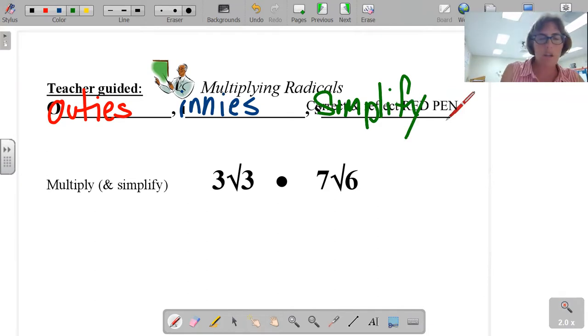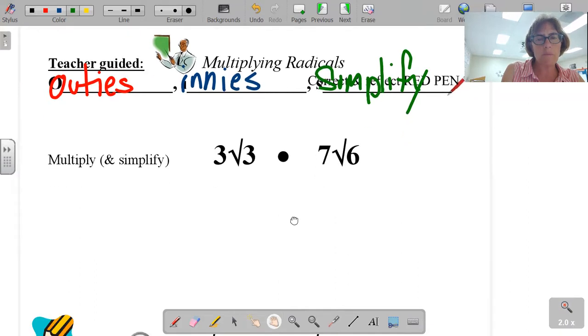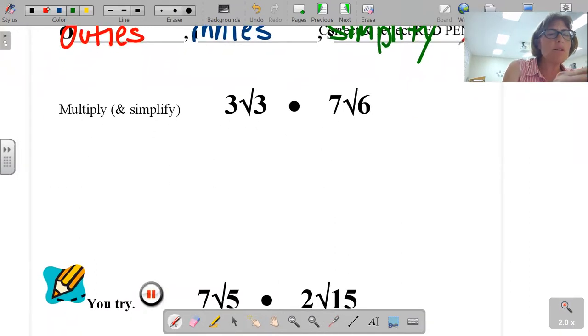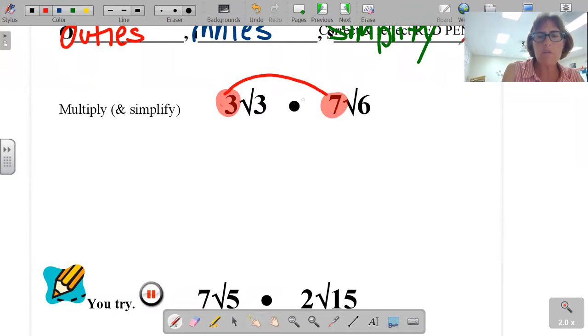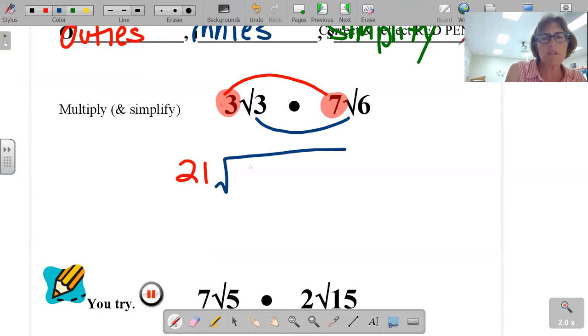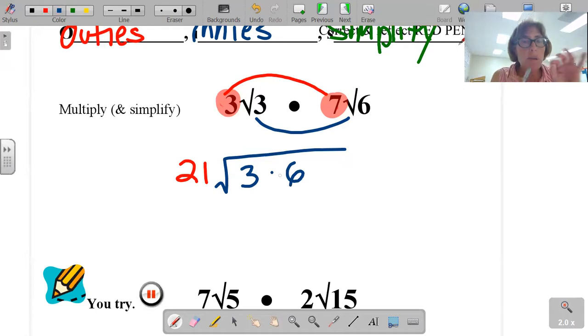Outies, innies, simplify. When you're multiplying radicals, you want to multiply the outies. Obviously, this is a slang term. Outies means the outside coefficient. We call these coefficients if they're on the outside of the radical. So, outies. 3 times 7 is 21. Innies. 3 times 6. Now, there's a reason I'm not actually multiplying that into 18, because I'm going to simplify, and the key to multiplying is not multiplying, it's factoring. So I'm just going to factor both of these.